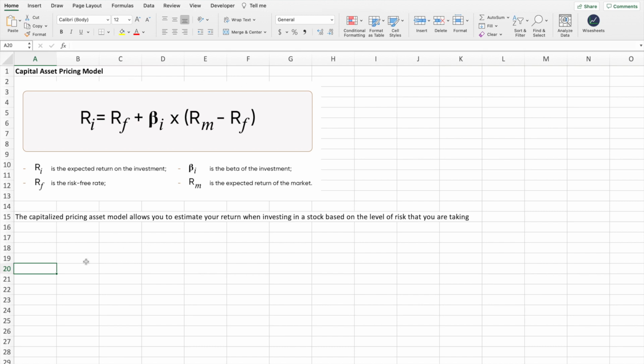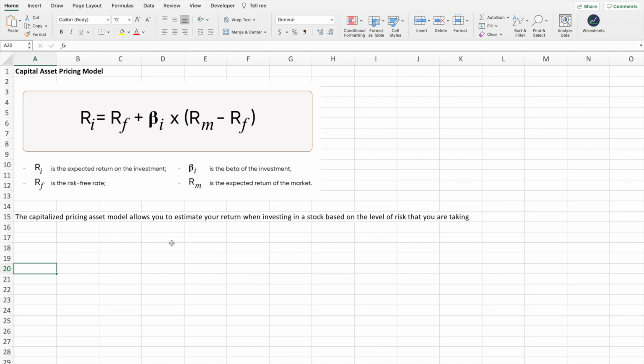Okay, so let's start first with what the capital asset pricing model is, the CAPM. The capital asset pricing model basically allows you to estimate your expected return when investing in a particular stock based on the level of risk that you're taking. It is built on the assumption that the higher the risk that you're taking when making an investment, the higher the return that you should expect from it. And of course, the opposite applies.